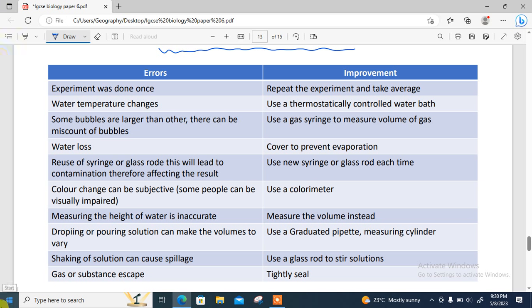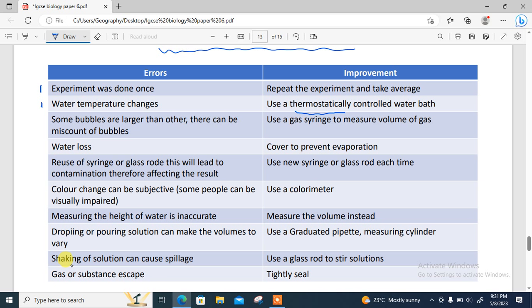Because some questions we just ask you to identify errors. Some questions we always ask you to identify errors and how you should improve on it for a better result. Now, one of the major errors in most IGCSE papers that come out a lot is that the experiment is done only once. If the experiment was done once, the improvement is that you should repeat the experiment and take the average. Now, when the water temperature changes, possibly they did not use a thermostatically controlled water bath at the beginning, so that should be the improvement. Even if they mention a water bath, as long as it's not thermostatically controlled, you expect that by the end of the experiment, the temperature would have decreased.